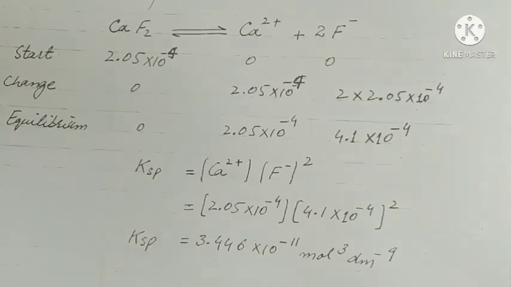Then put the value of calcium ions and fluoride ions. The formula of KSP is equal to calcium ion and fluoride ion square. Put these values 2.05 10 to power minus 4 and 4.1 into 10 to power minus 4 whole square, and the answer is 3.446 10 to power minus 11 mole cube decimeter minus 9.